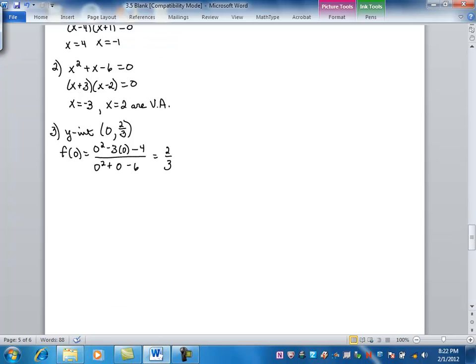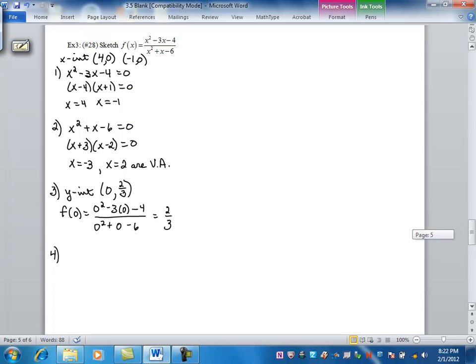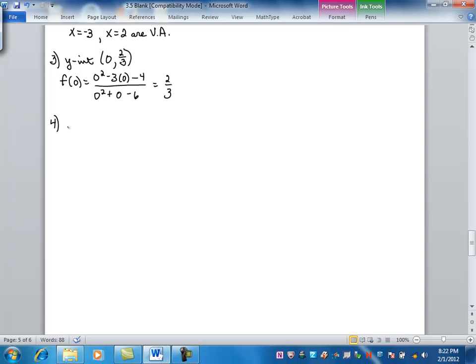The fourth thing our checklist has us look for is the theorem on horizontal asymptotes. And we'll notice here the degree of the numerator equals the degree of the denominator. And so they're both second degree polynomials. 2 equals 2, which means y equal 1 over 1, which is 1, is our horizontal asymptote.